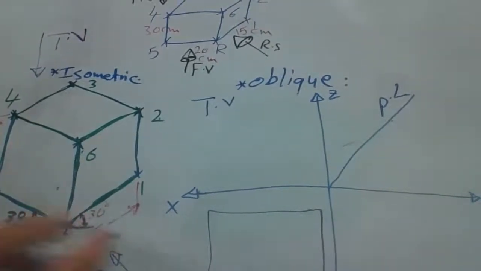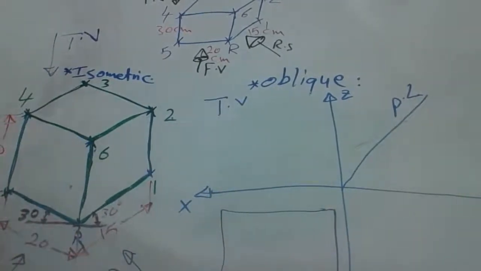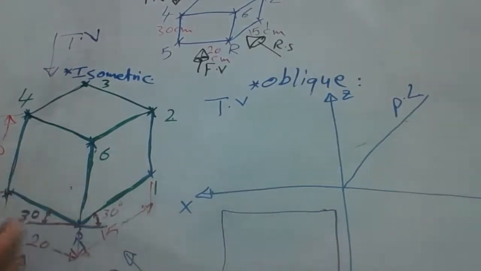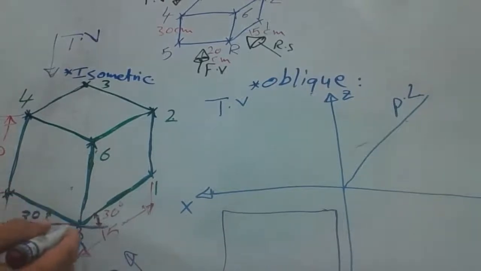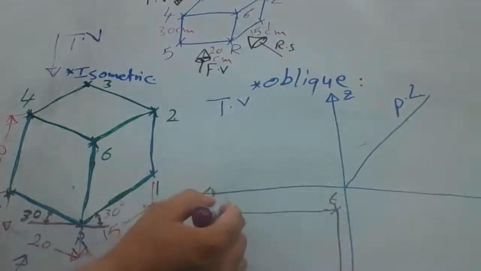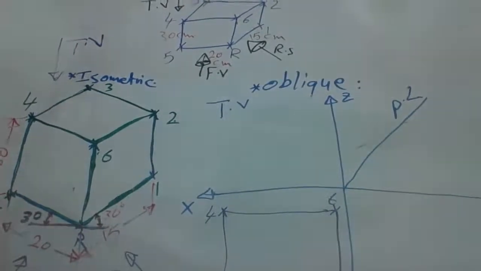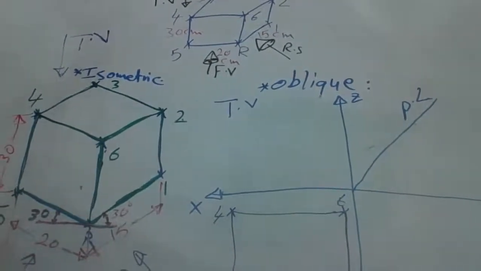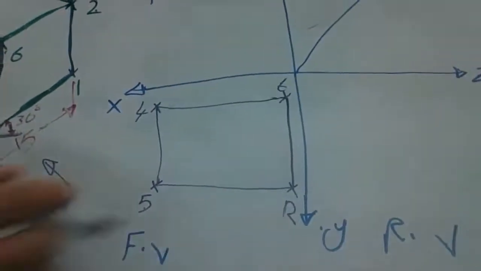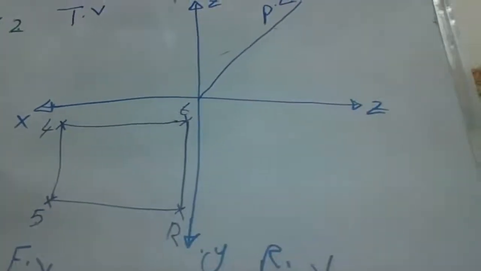Now for the front view, R is always here. So when we look from here to the front view, we can see R, 6, 4, 5. We can see all these points. R, 6, 4, 5.